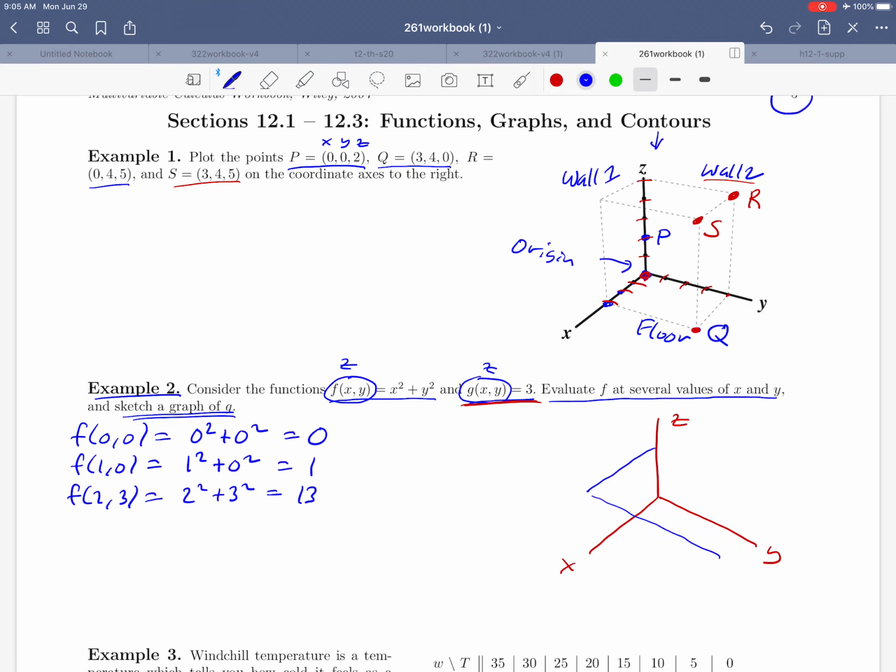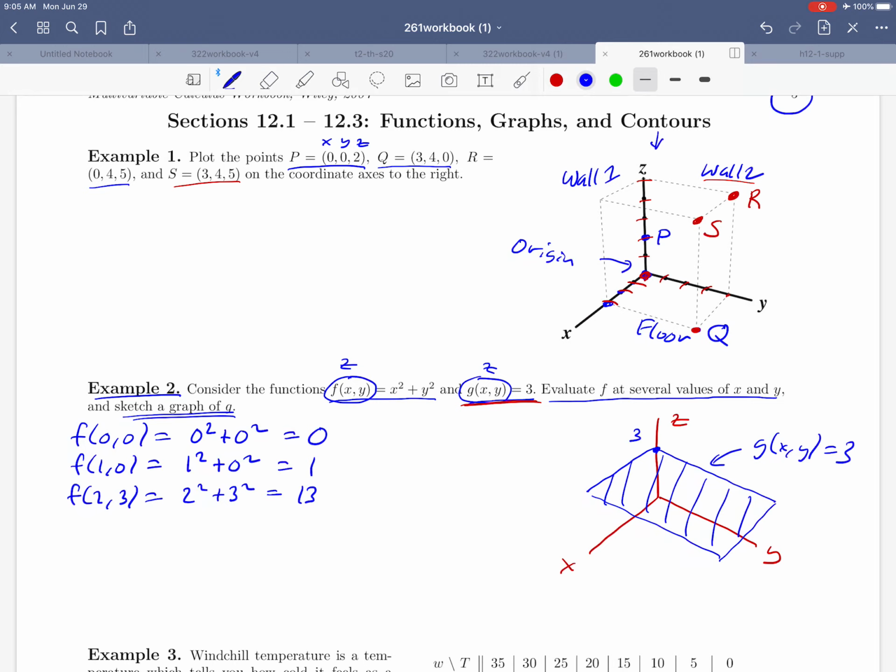Okay, and you're going to quickly discover that my drawing skills are not the greatest, so bear with me here. Okay, so this point is 3. And so the equation, g of x y equals 3, is just a plane. Okay, it's a flat surface. Every z-coordinate has a value of 3 on it. Okay, and we've completed this example.